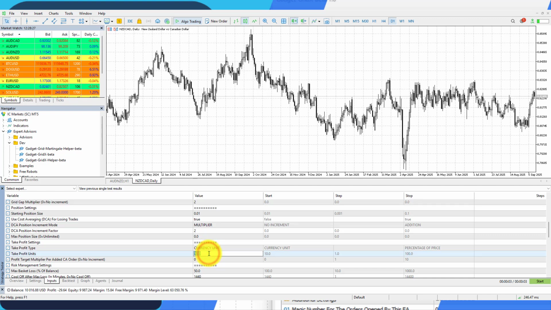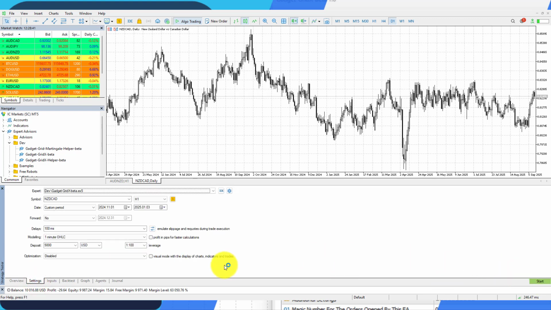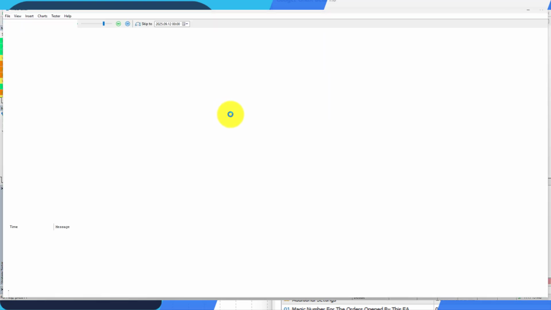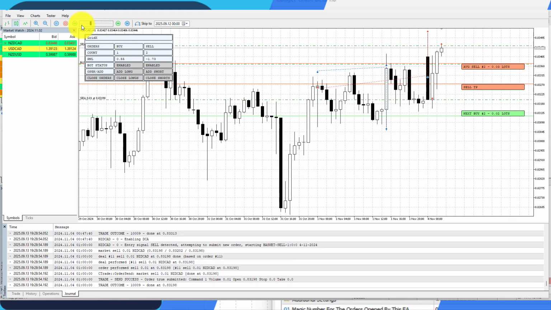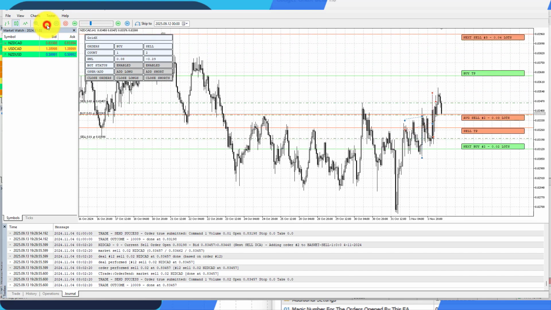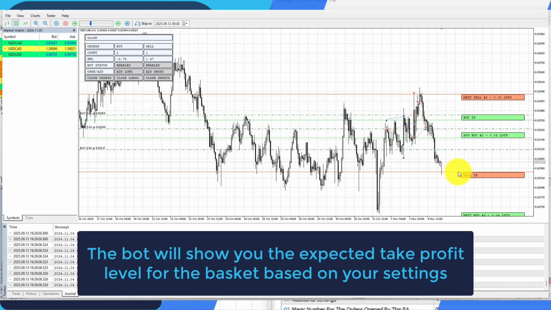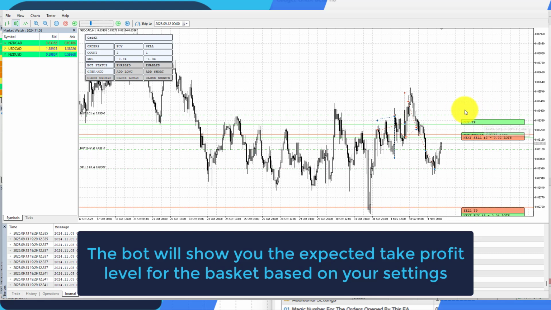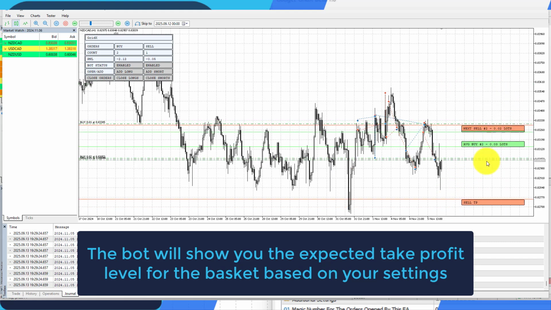Here we see a partial backtest using 2 currency units as take profit, with no multiplier. Remember that, if enabled, you will see a line and label at the expected take profit level. When the price reaches said level, the basket of orders will close with the expected profit.